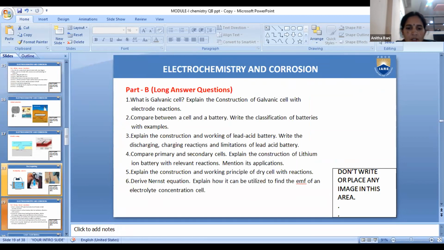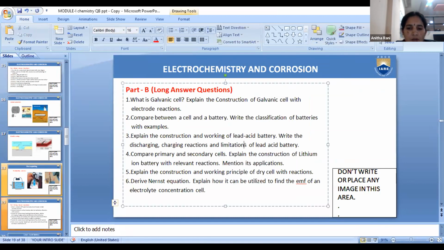You have to write discharging, charging reactions and limitations of lead acid battery. Limitations of lead acid battery. So students, what is the limitation of lead acid battery?